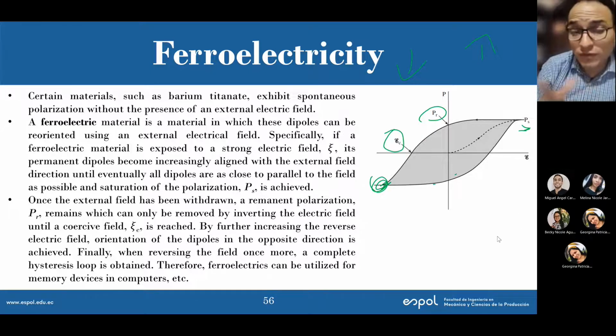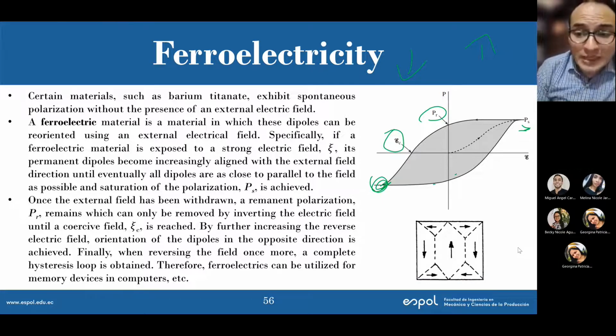And remember that for ferroelectricity, we have the Curie temperature, right? Once I reach the Curie temperature, I lose my properties of ferroelectricity. If I go back to low temperature, I will regain ferroelectricity, right? Curie temperatures range from minus 200 centigrade to 640 centigrade. It really depends on the material, right? So this is what happens, right?